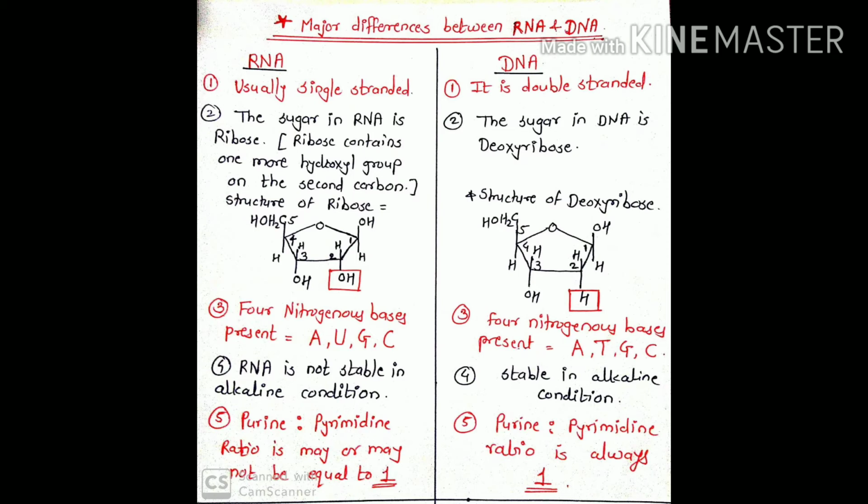Then next difference is about the stability in alkaline condition. RNA is unstable in alkaline condition, whereas DNA is stable in alkaline condition. And finally, purine to pyrimidine ratio in RNA may or may not be equal to 1, but in DNA it is always equal to 1, and this is also known as Chargaff's rule.